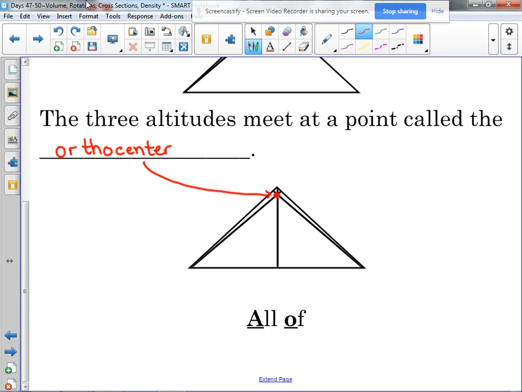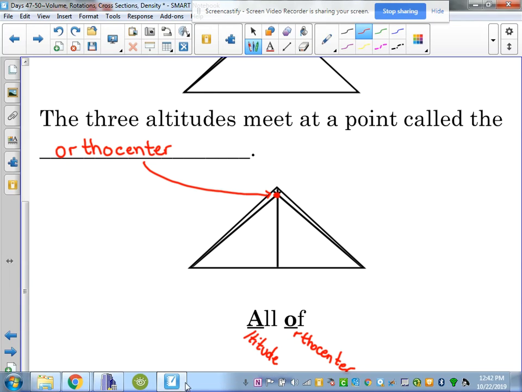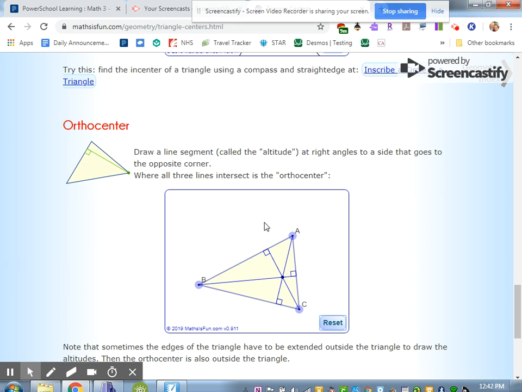So the first 2 words of the sentence is "all of." A stands for altitude. O stands for the orthocenter. So the first letter stands for what part of the triangle forms it. The second letter stands for which center of the triangle we are talking about. Now, I just have one picture of one triangle on here. Let me show you how the orthocenter can be located in different places if our triangle looks a little bit different.